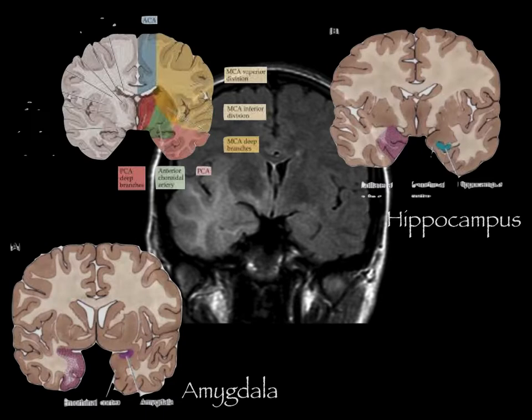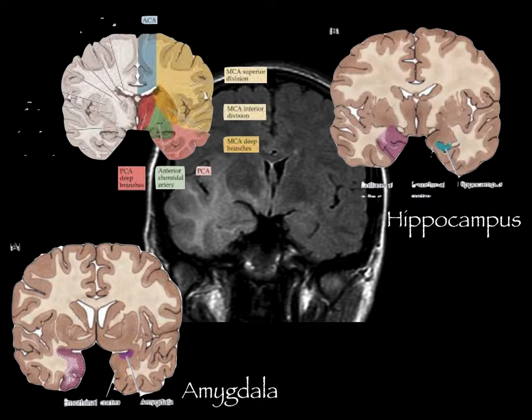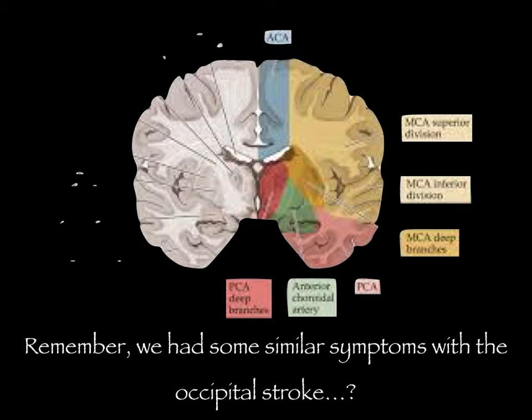Now, when we think about the vascular supply here, and you guys should have gone over this before, think about the anatomy and where the amygdala and hippocampus lie. If you think about this in terms of the vascular anatomy, this area has a lot of overlap between the MCA and the PCA vascular distributions, which accounts for a lot of the overlap you see between an occipital lobe stroke and a temporal lobe stroke.